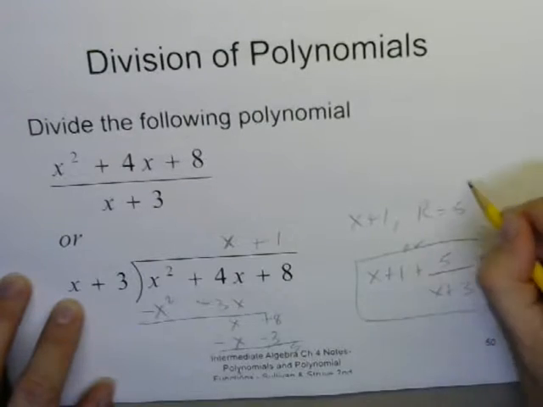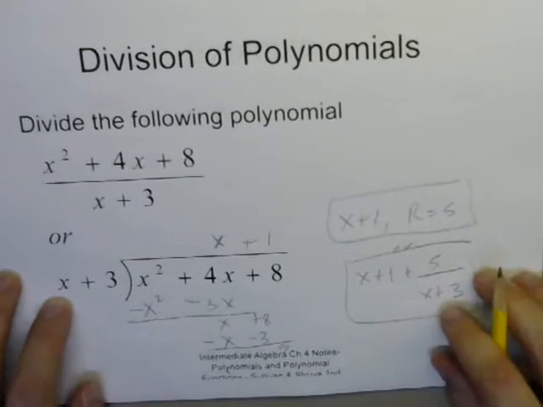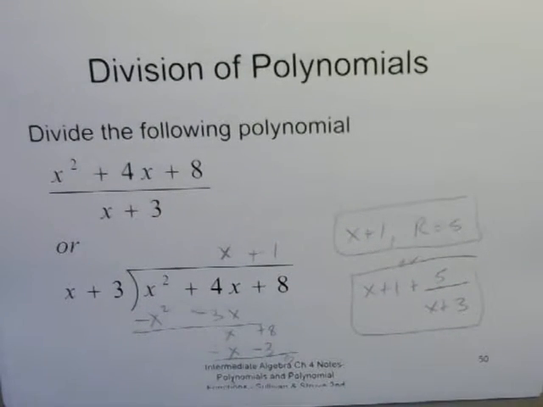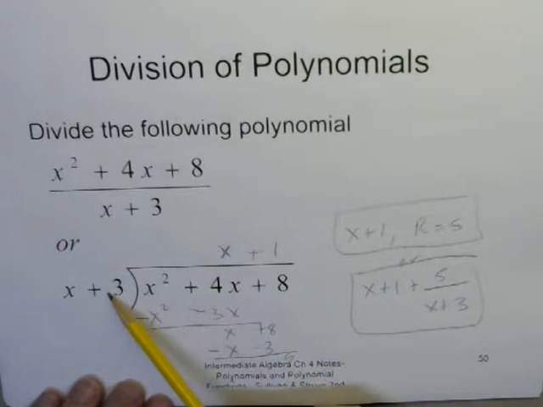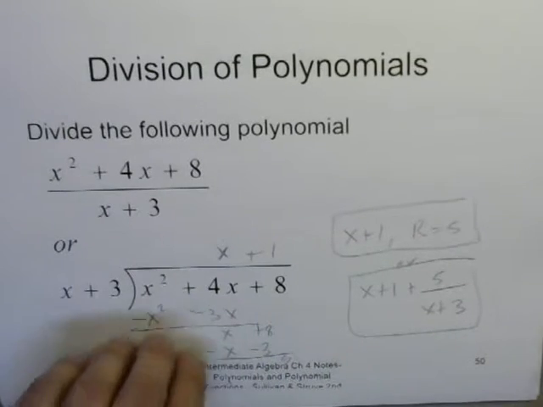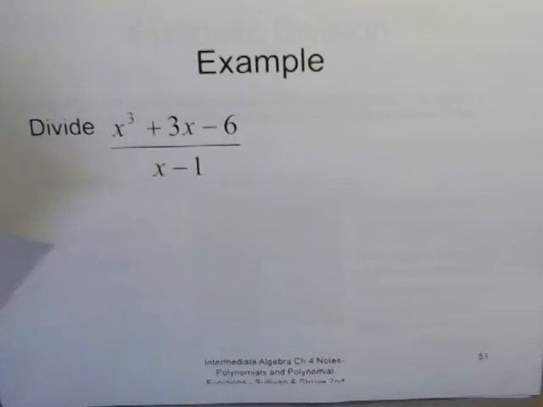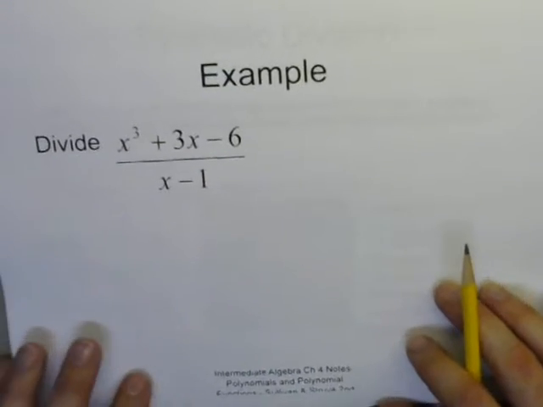Whichever way you want to write it on the written exam is fine with me, but in my math lab, if you're using that, try to make sure that you put it in the form that they want. And again, you could certainly check this by taking x plus 1 times x plus 3, adding 5, and it should equal x squared plus 4x plus 8. I won't bother checking this one, but let's maybe do another example.